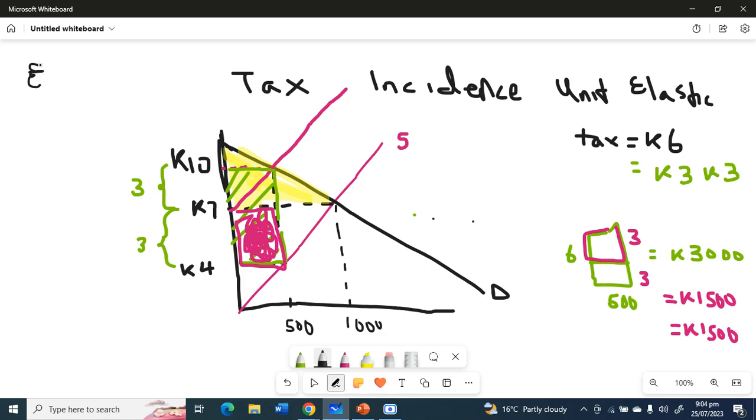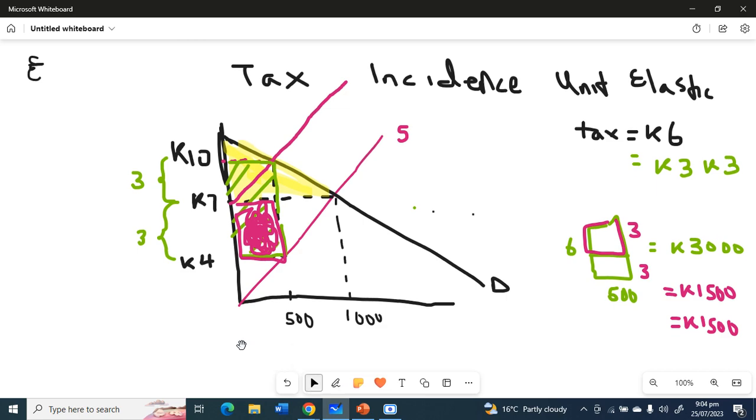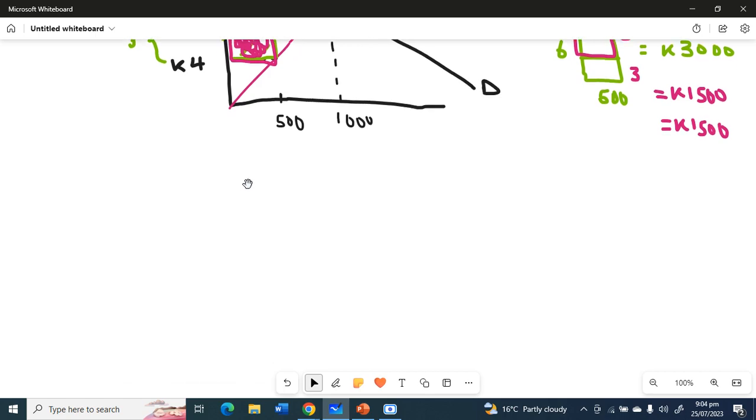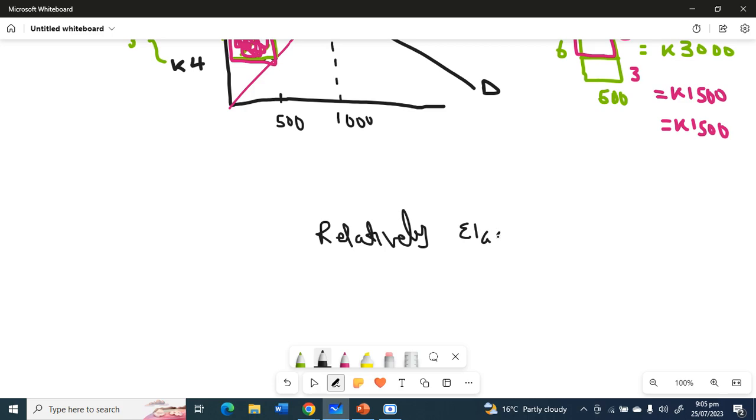Whoever is producing tobacco or any ingredients for alcohol, the tax is also imposed on them. So the main point here: when demand is unit elastic, the tax burden falls equally amongst the buyer and the seller. Now let's look at when demand is relatively elastic. Remember, there are six scenarios, because we're also going to look at when supply is elastic, inelastic, relatively elastic.